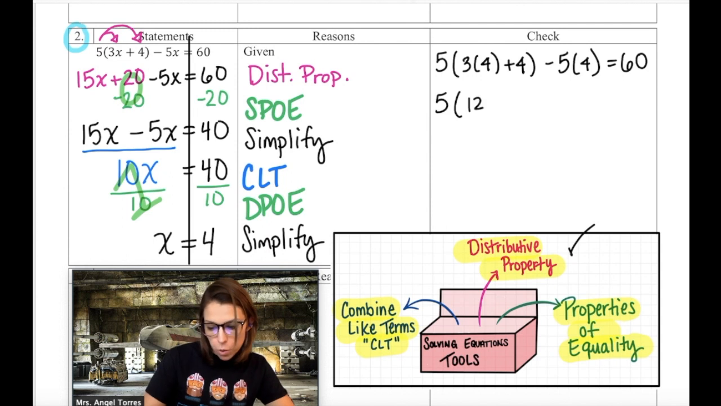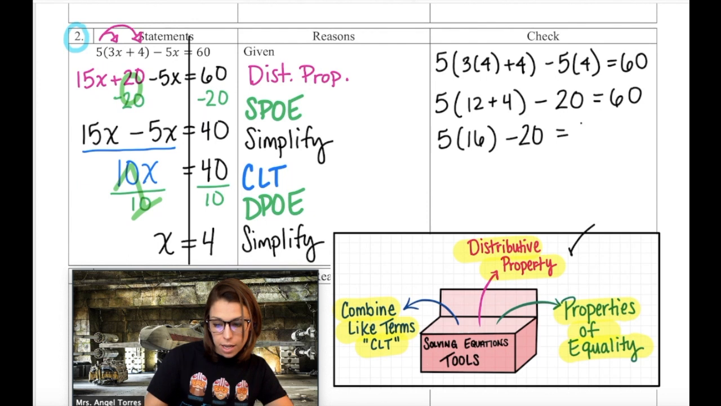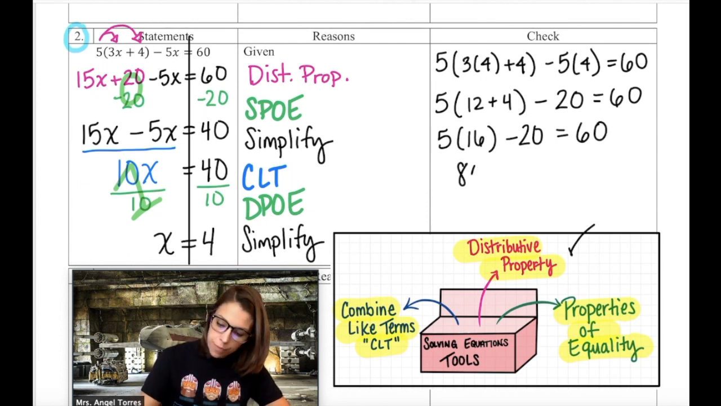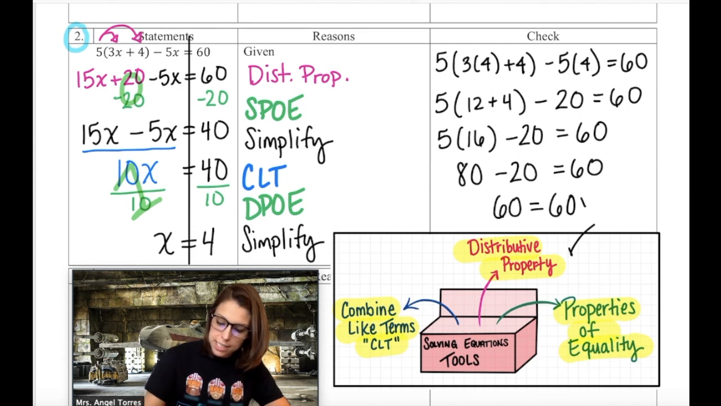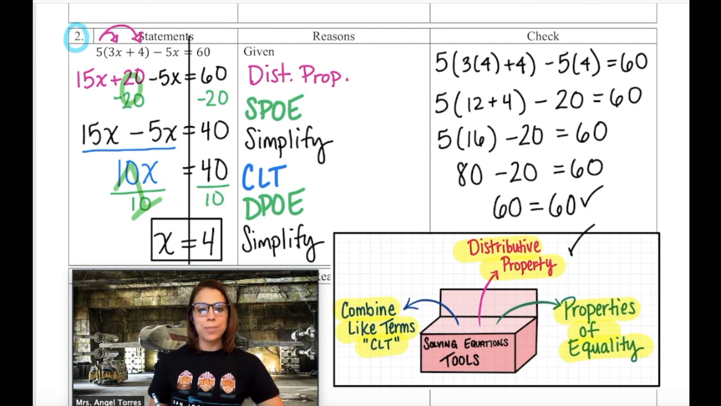5 times 3 times 4 is 12, plus 4, minus 5 times 4 is 20, equals 60. That's 5 times 16 minus 20 equals 60. 5 times 16 is 80. 80 minus 20 equals 60, and 60 does equal 60, which means 4 was the correct solution all along.